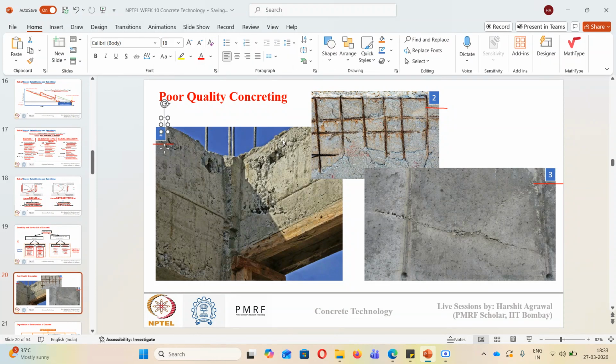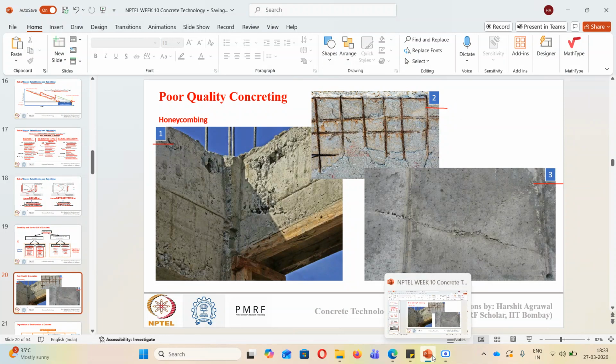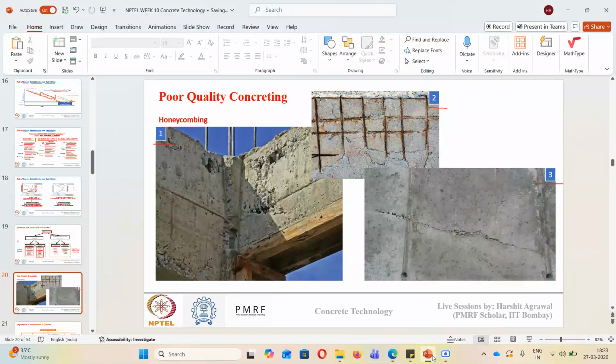So this is the first image. It represents honeycombing. Now can you tell me what the second image represents? What type of durability concern can you see in this one? No cover, less cover, due to which the reinforcement got corroded.